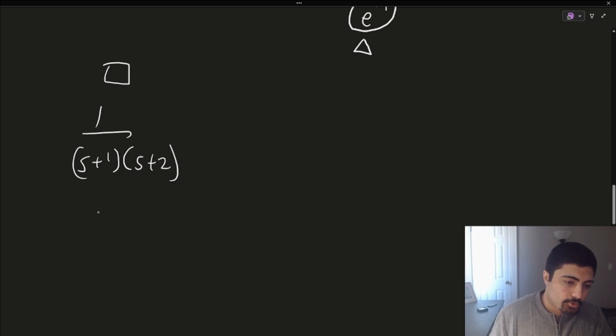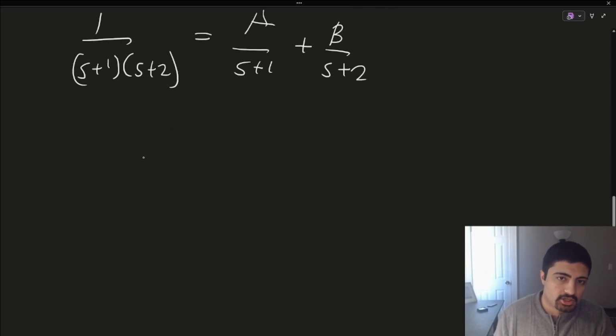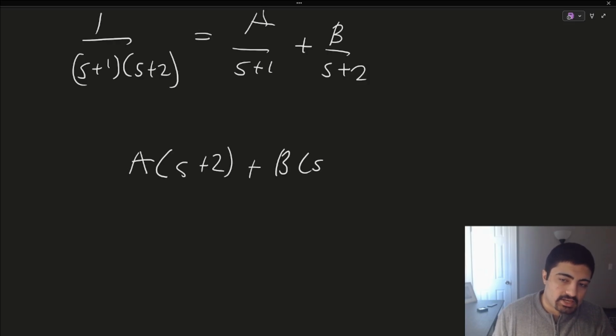So it equals A over (s plus 1) plus B over (s plus 2). These are just the partial fraction decomposition. And A times (s plus 2) plus B times (s plus 1) will give us 1, because if you expand this by s plus 2 and expand this with s plus 1, we're going to have the same denominator. We can just cancel that out and get this equation.